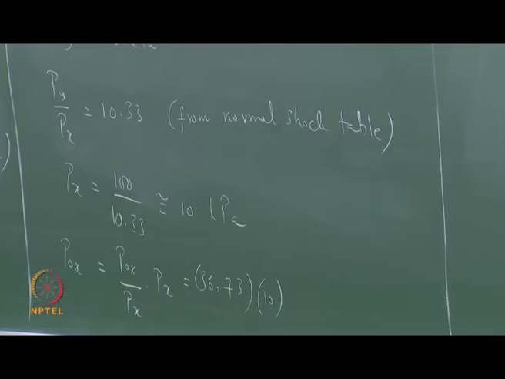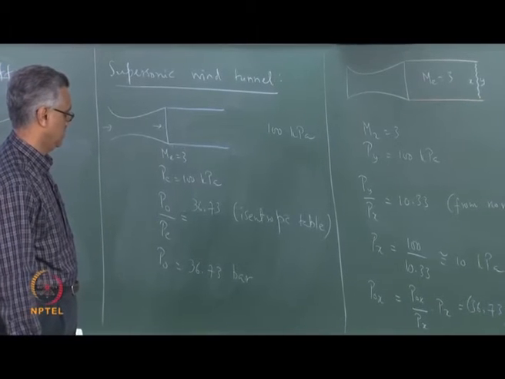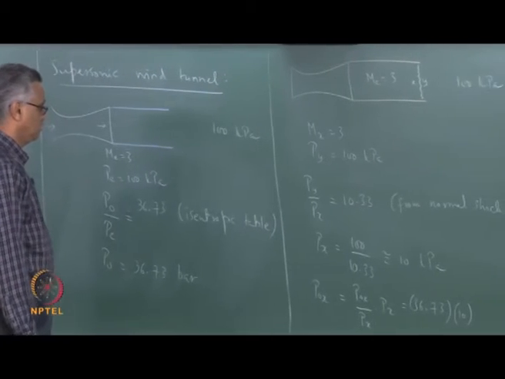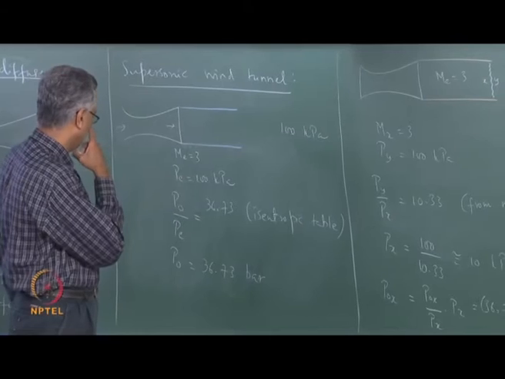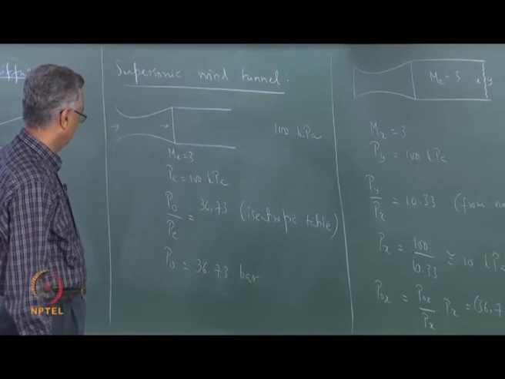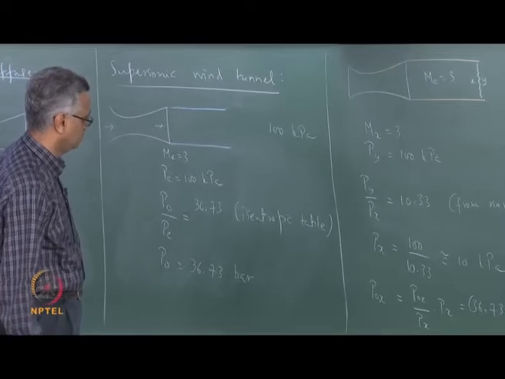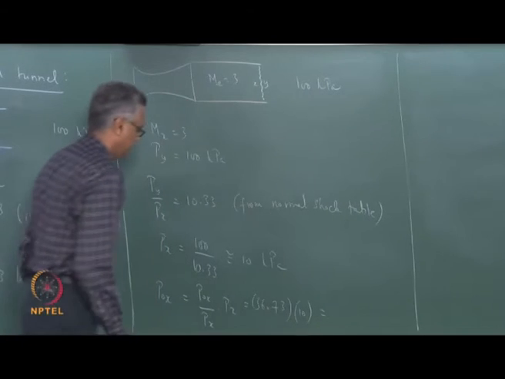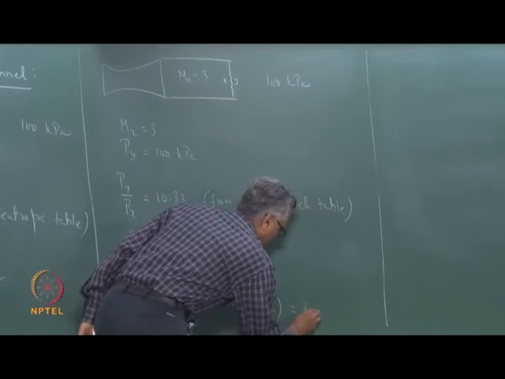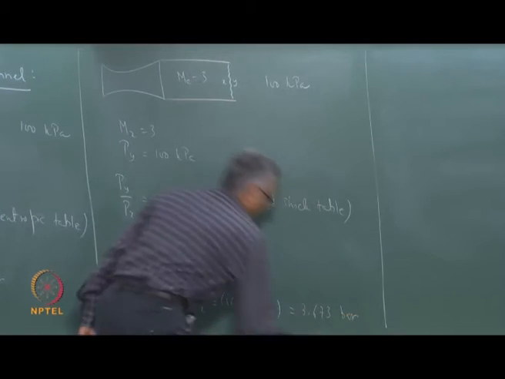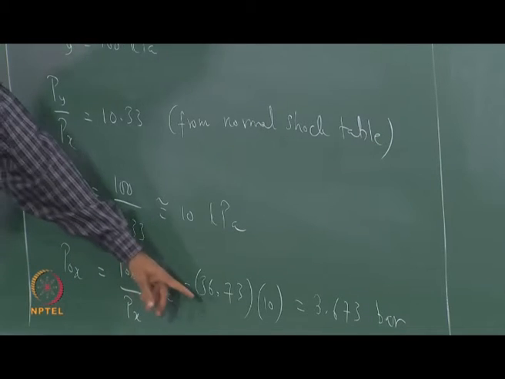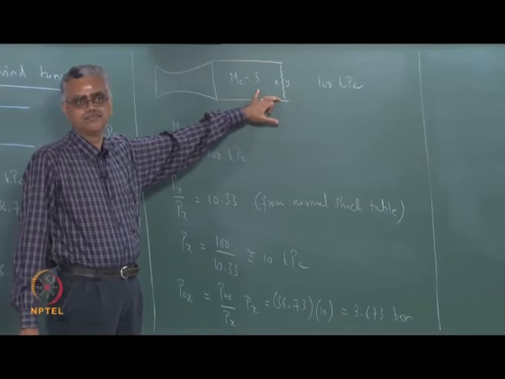Did I do this correctly? That is 10 kilopascal, correct? This is 36.73. Oh, this is 10 kilopascal. Yeah, that's correct. This is correct. So this is 3.673 bar, correct? 3.673 bar. Now you can see what normal shock compression is doing for you.